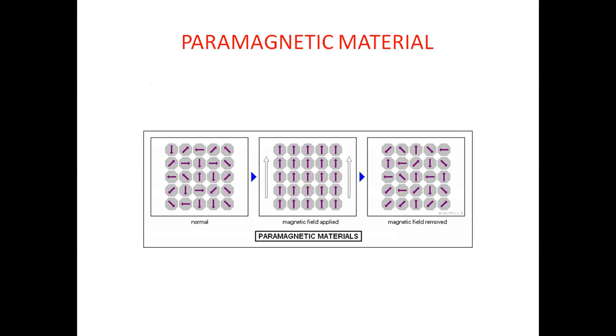We can also see this with the help of this diagram. Here it is normal paramagnetic material, meaning no magnetic field is applied and all the dipoles are arranged in a random order. But when a magnetic field is applied, all the dipoles are aligned in the direction of the applied magnetic field, and therefore this type of material is feebly attracted by the magnetic field. And when the external magnetic field is removed, there is again a random order of the dipoles and there is no net dipole moment.